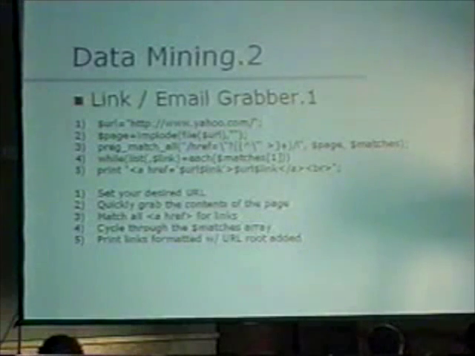The first step is to set the URL. The second step is that PHP can read HTTP and FTP by default. How cool is that? So the first thing you do is grab a file, which is the URL. The file command recognizes HTTP. And then you implode it. As you see there, I imploded on nothingness, so I grab everything out of it.